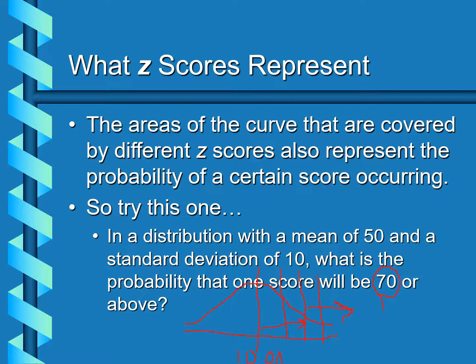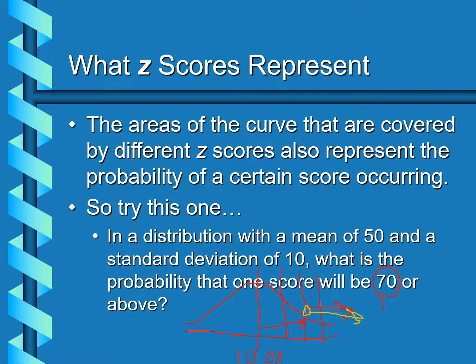70 or above meaning we're looking at this number here, 70, 2 standard deviations above or more, right? So we're only looking for that area to the right of that particular element. Notice that we have said will be 70 or more.